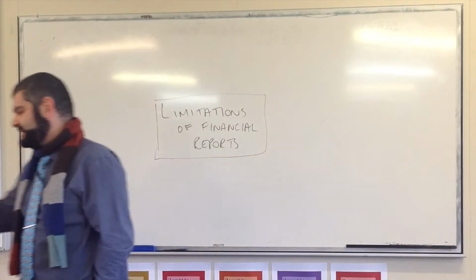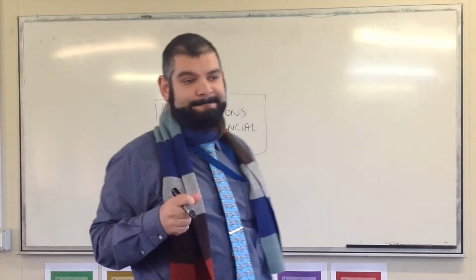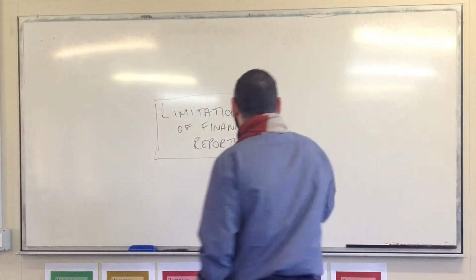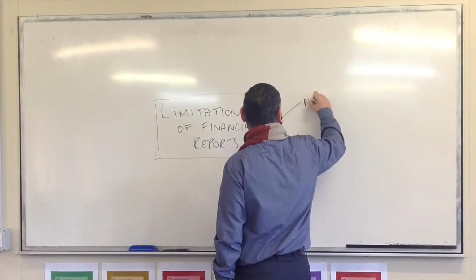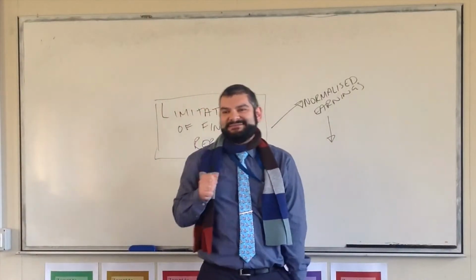Give me a limitation. There's 1, 2, 3, 4, 5, there's 6 you can choose from. Give me one of them. Normalised earnings. Okay, normalised earnings. Thank you. So, what are normalised earnings?